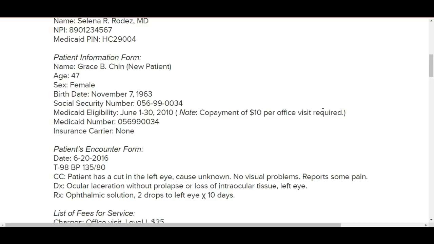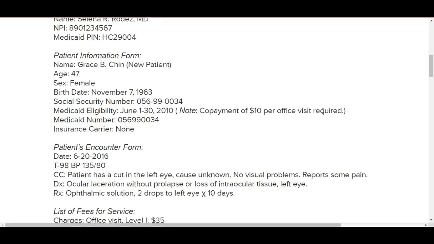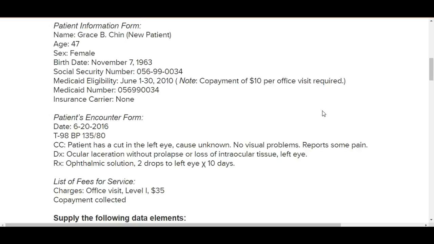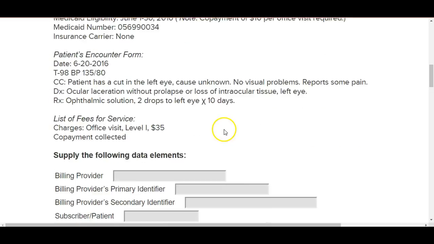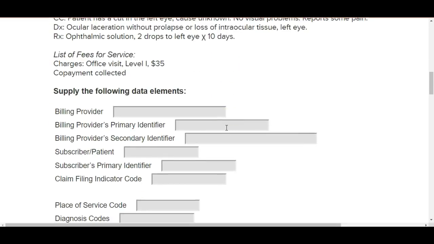Patient's encounter form states that she was seen in office on June 20th, 2016. Her temperature was 98, blood pressure was 135/80. I don't really care about any of that. Her chief complaint, she has a cut in the left eye, cause unknown, no visual problems, reports some pain. Her diagnosis, this I do care about, ocular laceration without prolapse or loss of intraocular tissue of the left eye. So we're going to look that up on the ICD-10 website in just a minute. And then she was given a prescription for some ophthalmic solution, a couple of drops to the left eye for 10 days. So she has this list of fees for service. She has an office visit, level 1, it's $35, and then they collected that $10 copay.